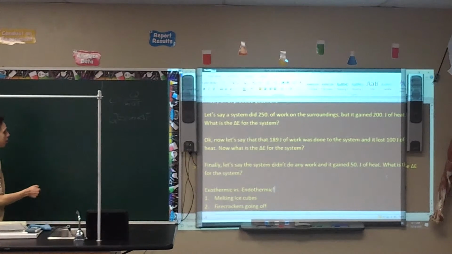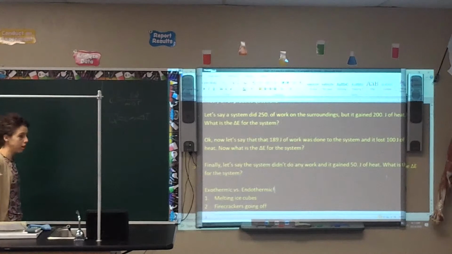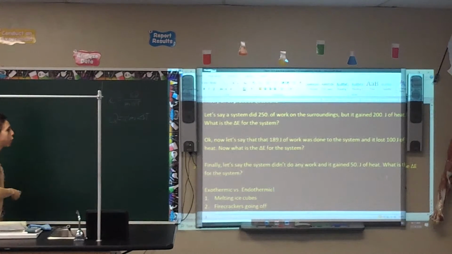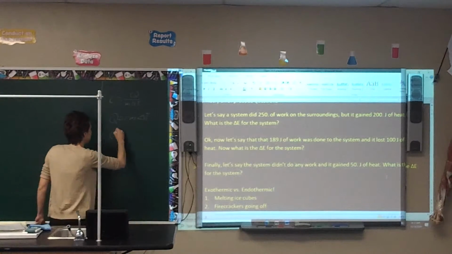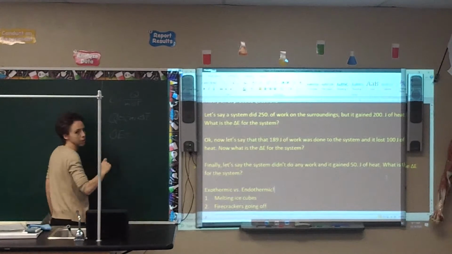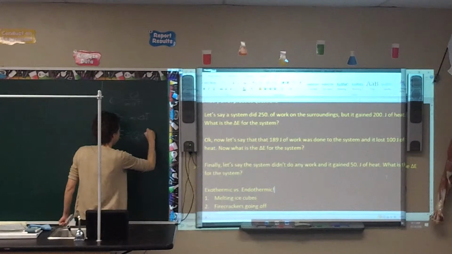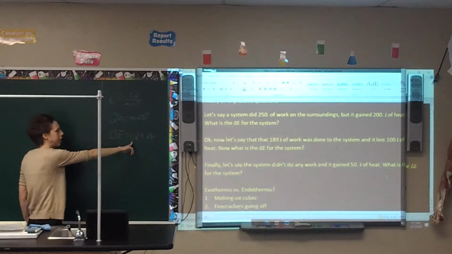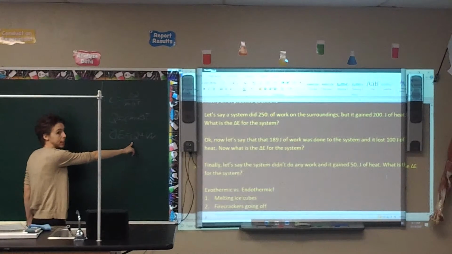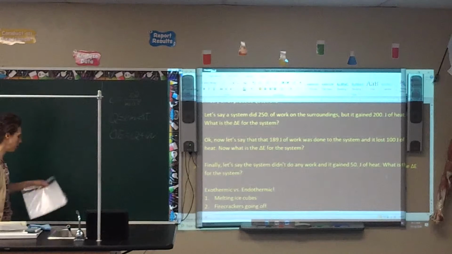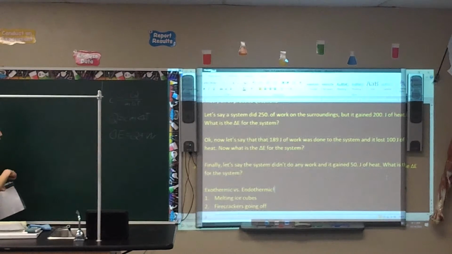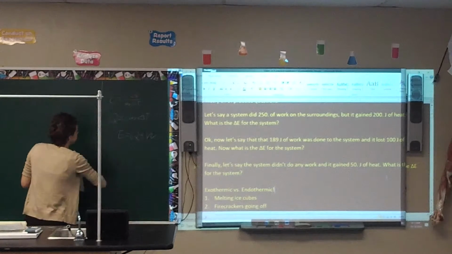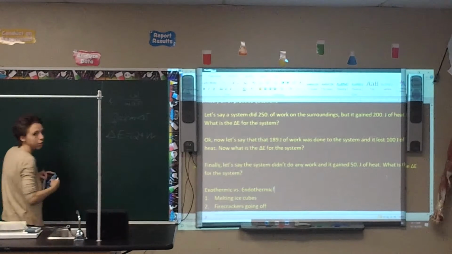Alright, so this first equation: if we're working with change of internal energy, heat, and work, we only have one equation so far for this. So delta E equals Q plus W. Remember, delta means change, E means internal energy, Q means heat, W means work. So just make sure you know all those things. That's the equation we're going to use.